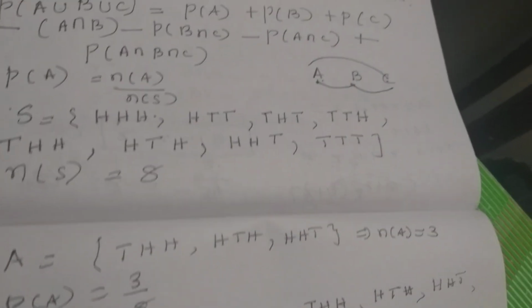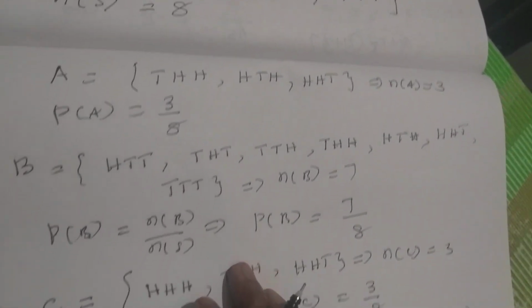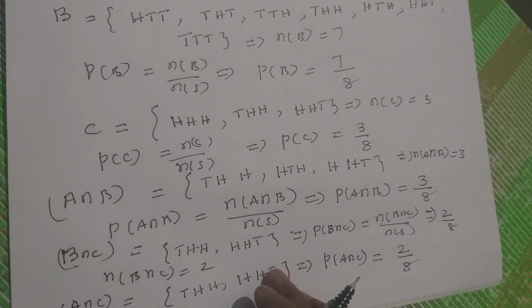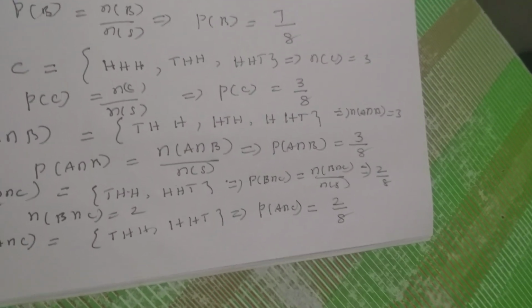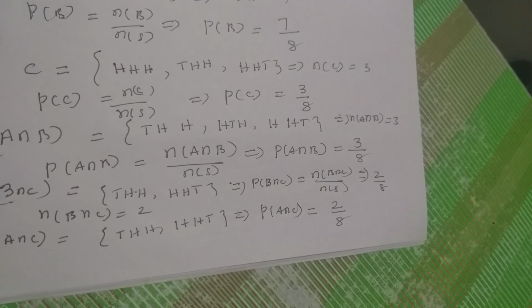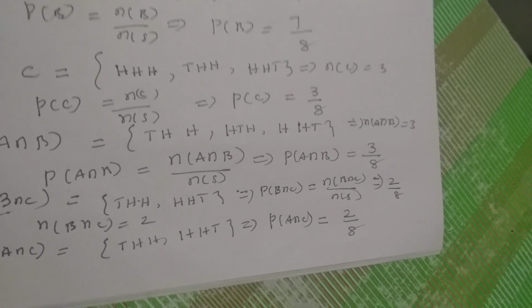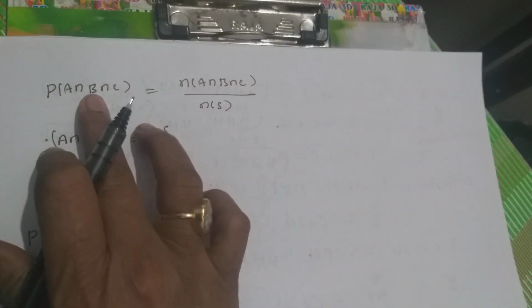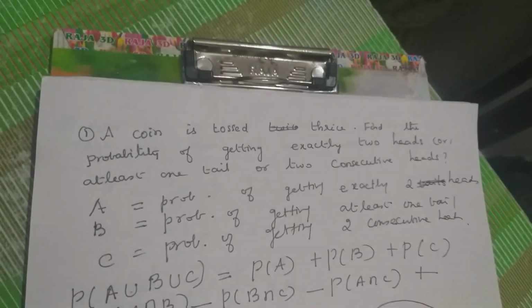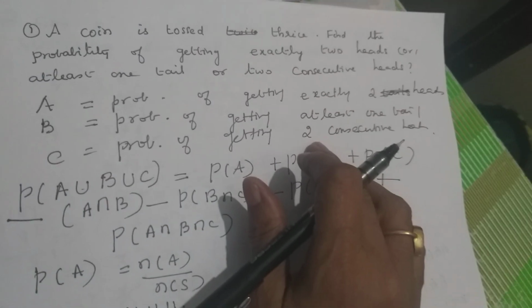So you got the answer for P of A, P of B, P of C, P of A intersection B, P of B intersection C, P of A intersection C. Now you have to find out P of A intersection B intersection C. All the 3 conditions must be satisfied.